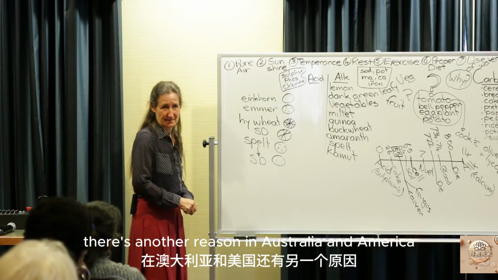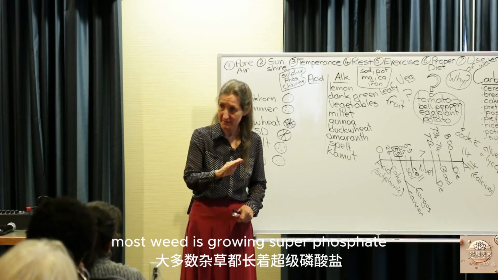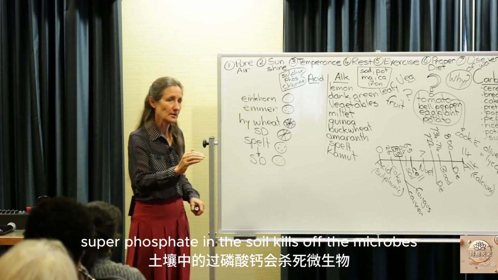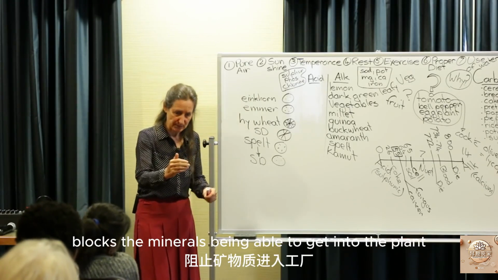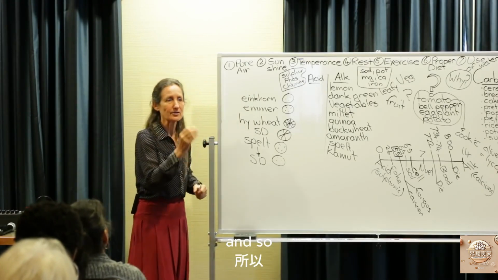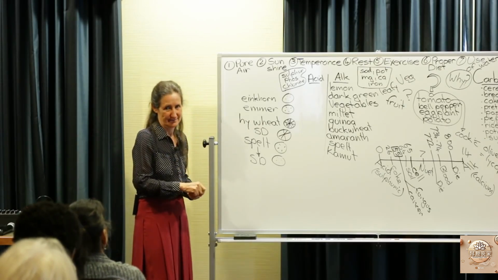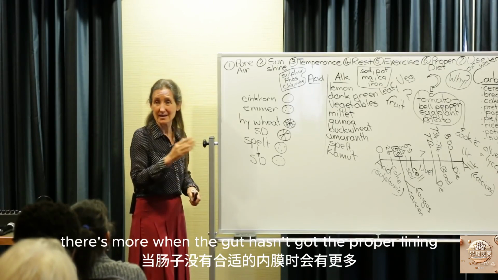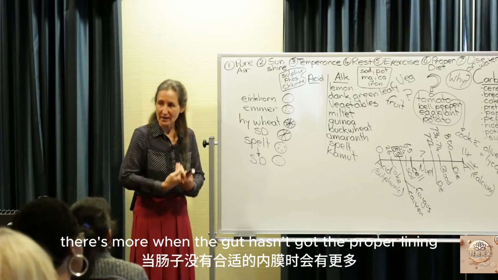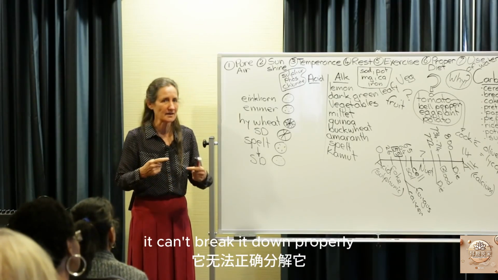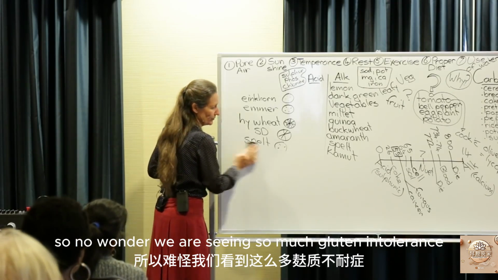There's another reason. In Australia and America, most wheat is grown in superphosphate. Superphosphate in the soil kills off the microbes, blocks the minerals being able to get into the plant, and so the plant is deficient in the basic coenzymes required to digest it. There's more. When the gut hasn't got the proper lining, all those nice bacteria, it can't break it down properly. So no wonder we are seeing so much gluten intolerance.